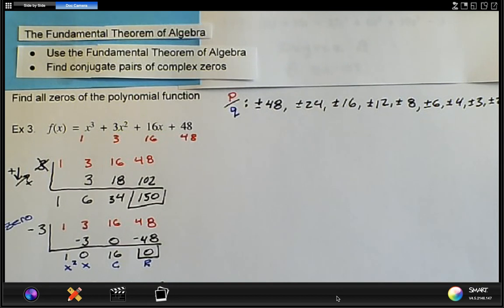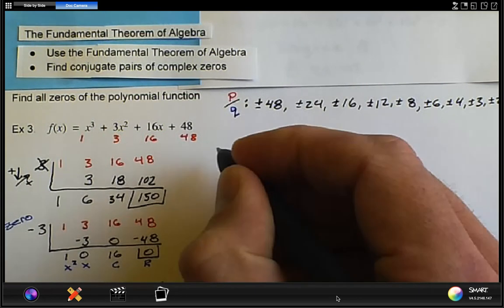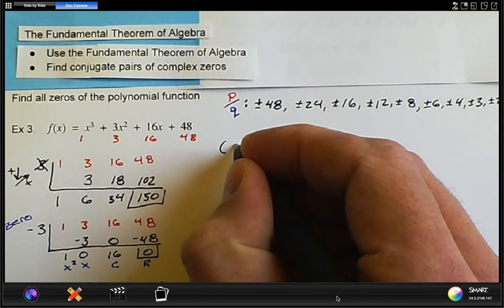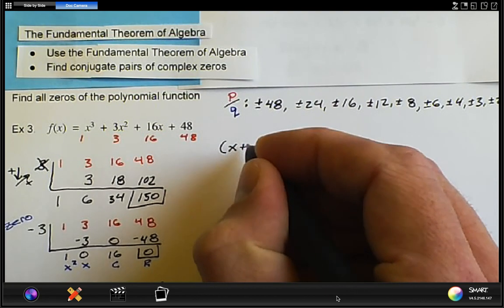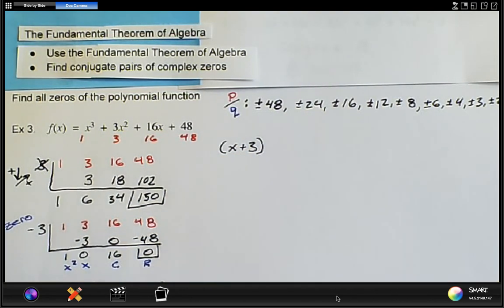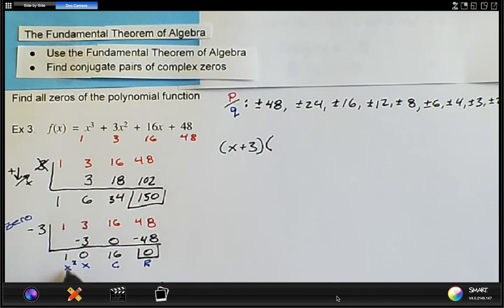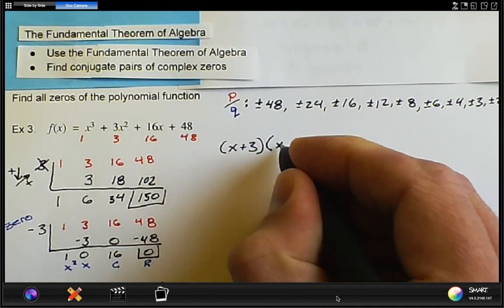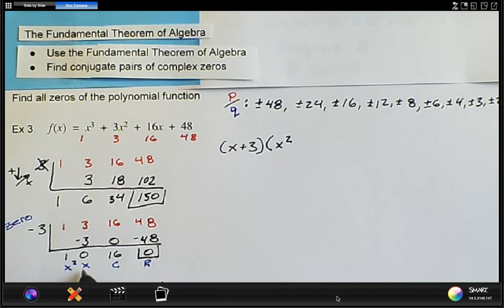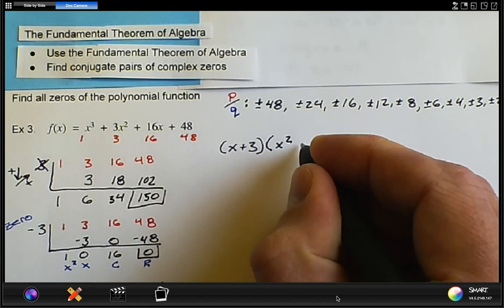So what I'm going to do now is rewrite the factored form of this polynomial here. So negative 3, the binomial that would give us negative 3, is going to be x plus 3. And now I'm going to write down the remaining polynomial here. The leading coefficient on the x squared term is 1, so that's going to be x squared. There is no linear term because 0 times x is 0. And then we have a constant term of 16.